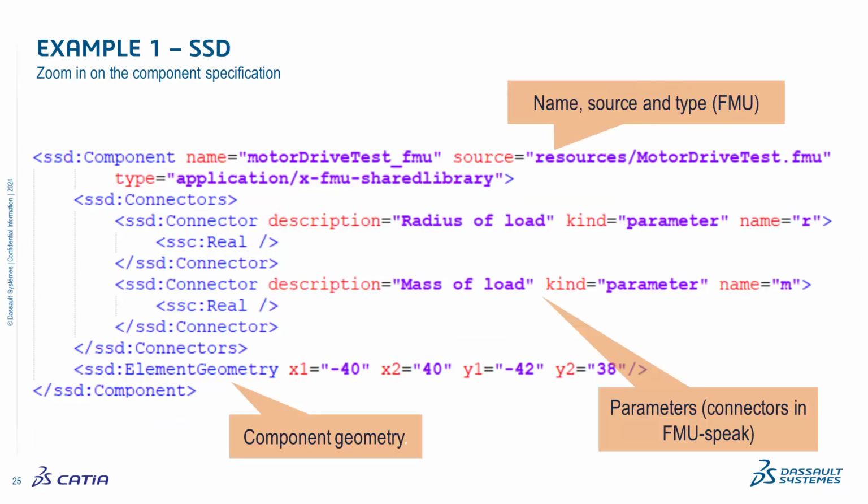So if we look at the component here, this is a common component type. It has a name. It says that it is an FMU. And it gives a source, which is one of the resources inside the SSP file. So it has a couple of connectors, real connectors, and they are of the kind parameters. So that's how you define parameters in FMI and also in SSP. And then there is a graphical component geometry as well.